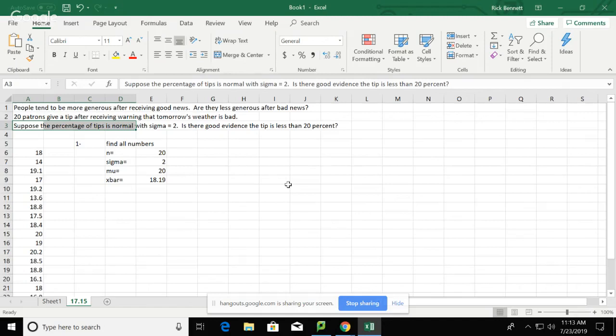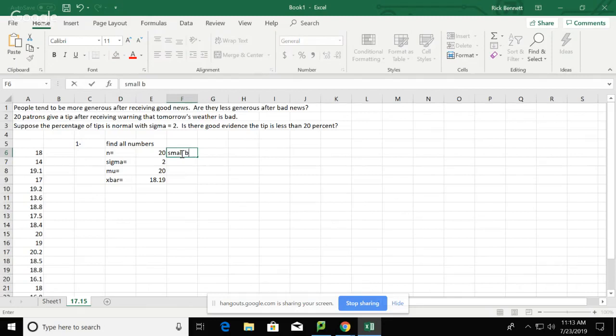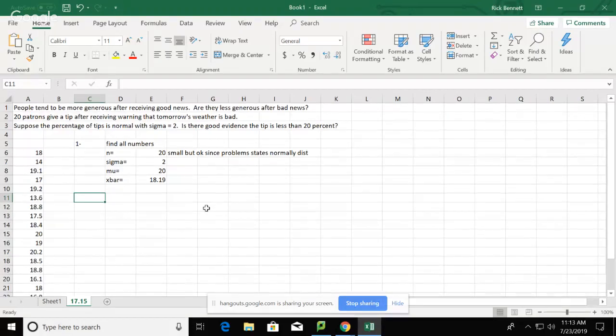If you know that it's normal, then 20 is okay. Normally, if you don't know that it's normal, you should get at least 30. Okay? So this is small, but okay since the problem states it's normally distributed. So this one's okay to use a 20. If it doesn't say it's normal, then you should get at least 30. And in our case, we assumed that our cars were normal, but that's not an assumption you should always make.